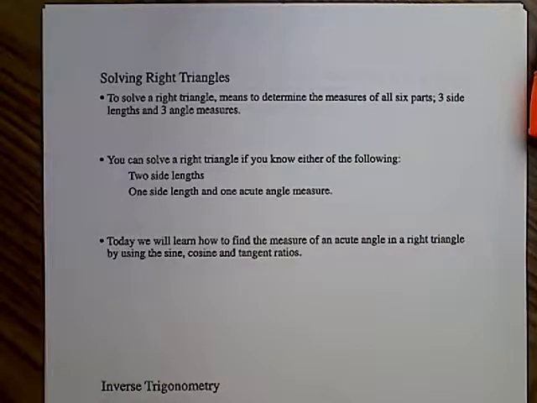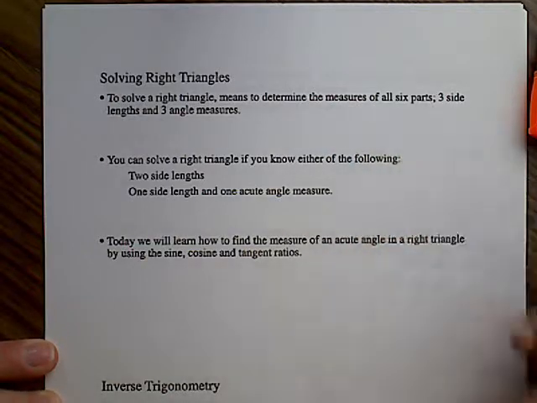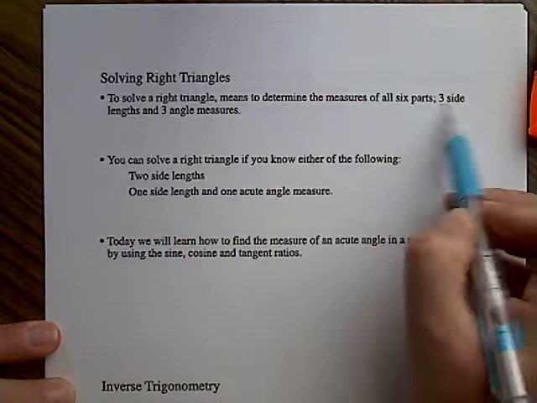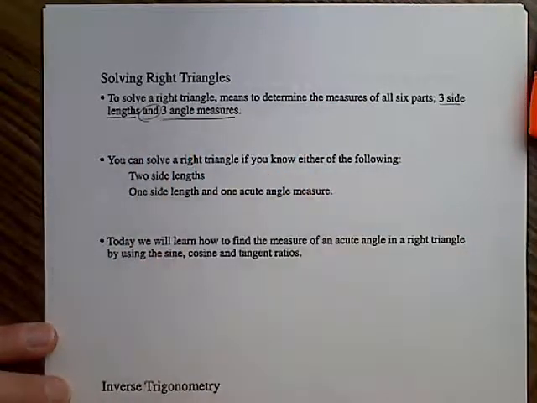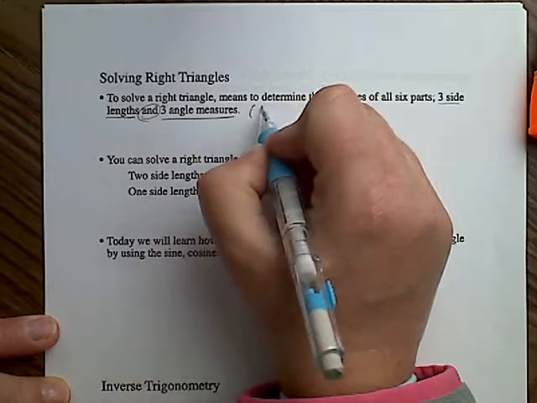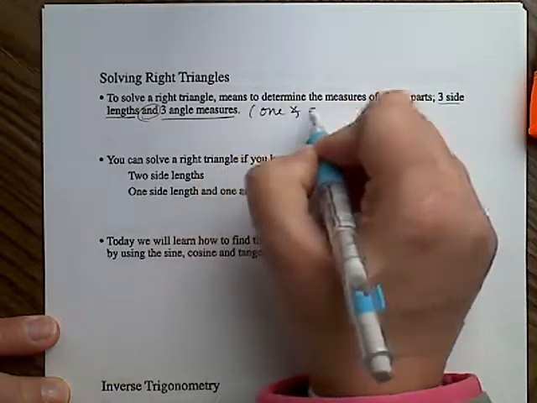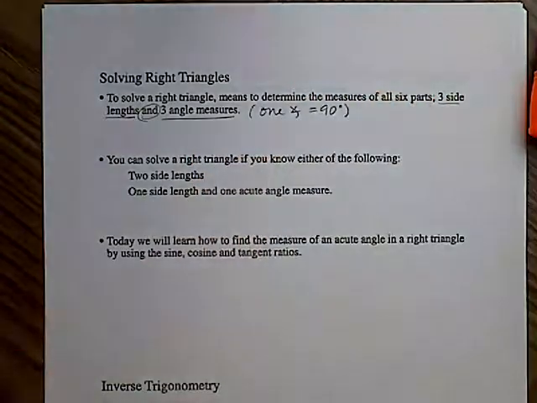So before we do that, let's talk about what it means to solve a right triangle, because you're going to hear that throughout. To solve a right triangle means to determine the measures of all six parts. So we want to find the length of three sides and we want to find the angle measures. Now we already know that one angle equals 90 degrees because we're only doing trigonometry in a right triangle. So that means we have to find the measure of the other two acute angles.